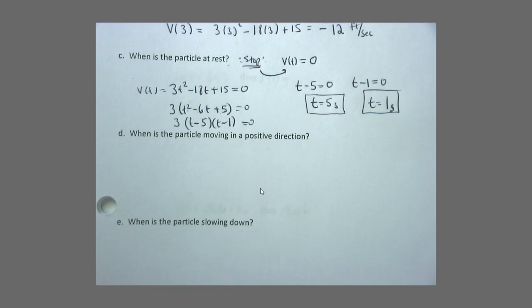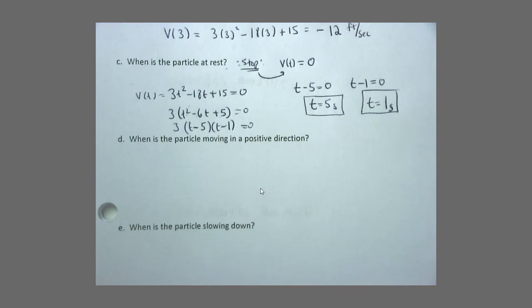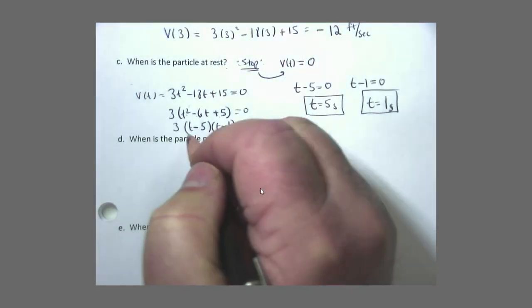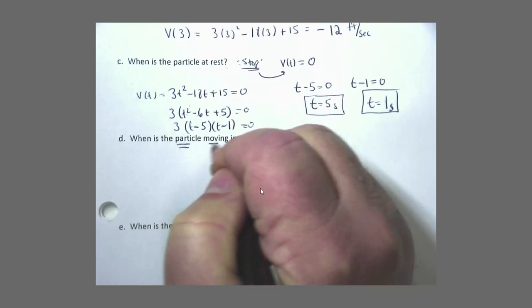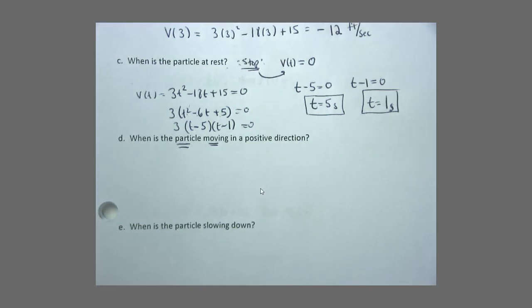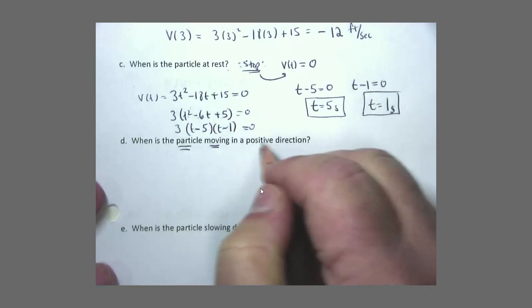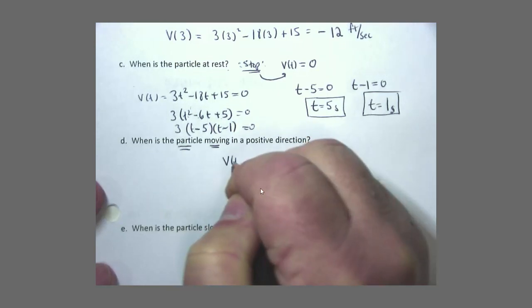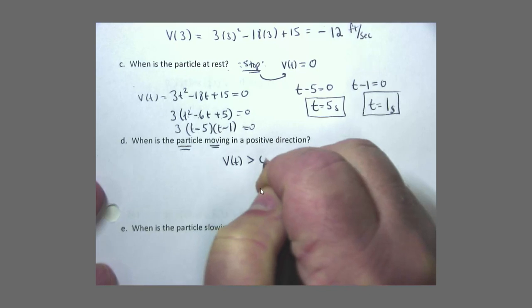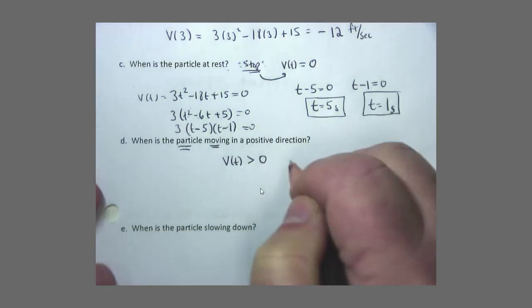When is the particle moving in a positive direction? Physics. When is a particle moving in a positive direction? When we talk about the particle moving, again, we're referring to the velocity. In a positive direction, they didn't specify here, but it's either going to be up or to the right. So for a particle to be moving in a positive direction, that means the velocity v of t must be strictly greater than 0. And we're going to solve for time.